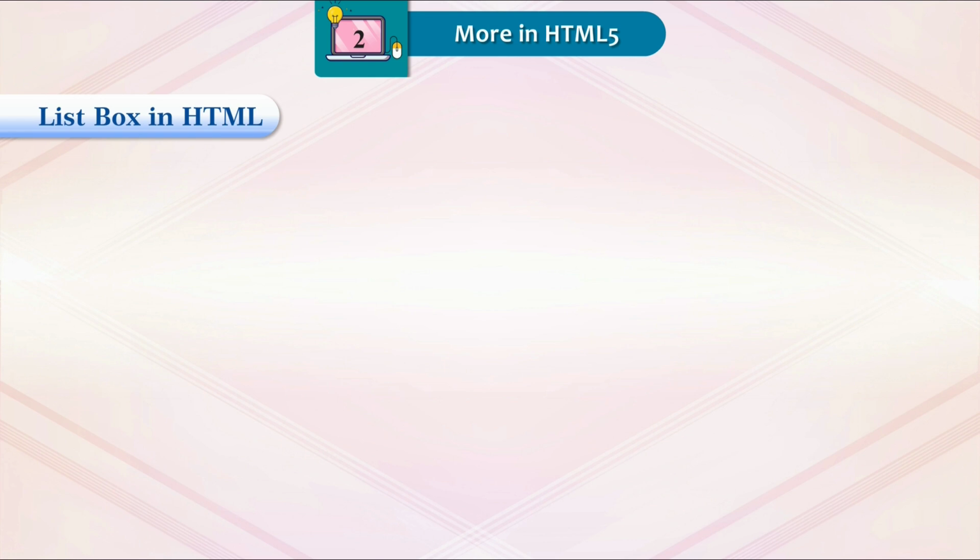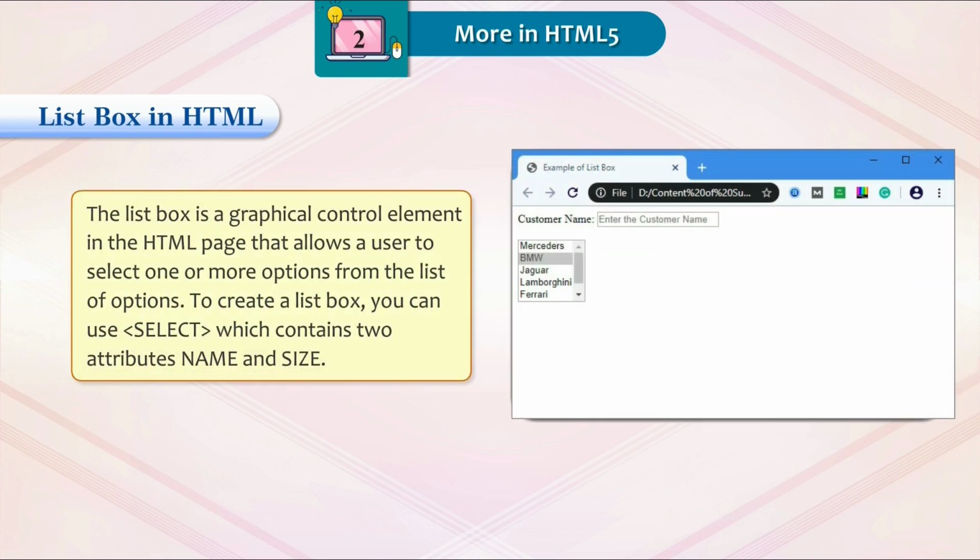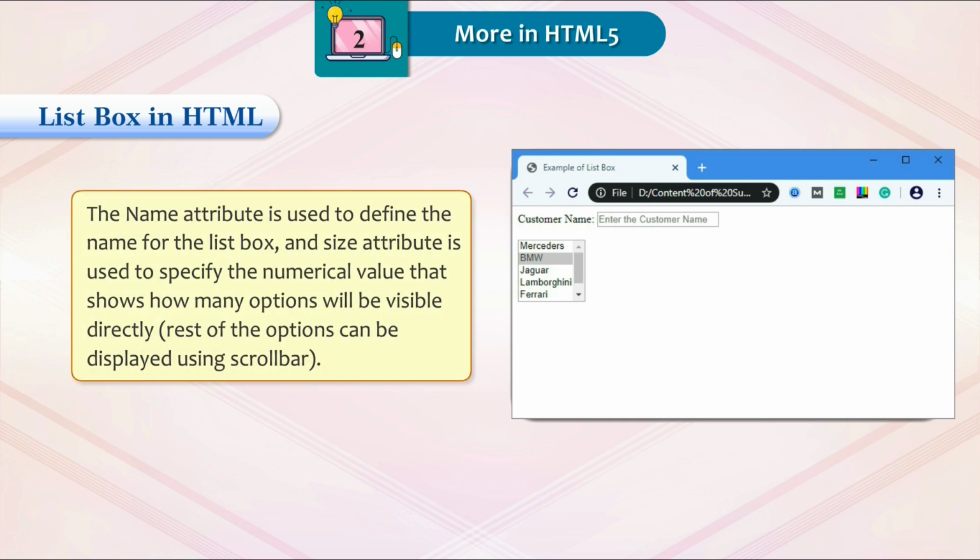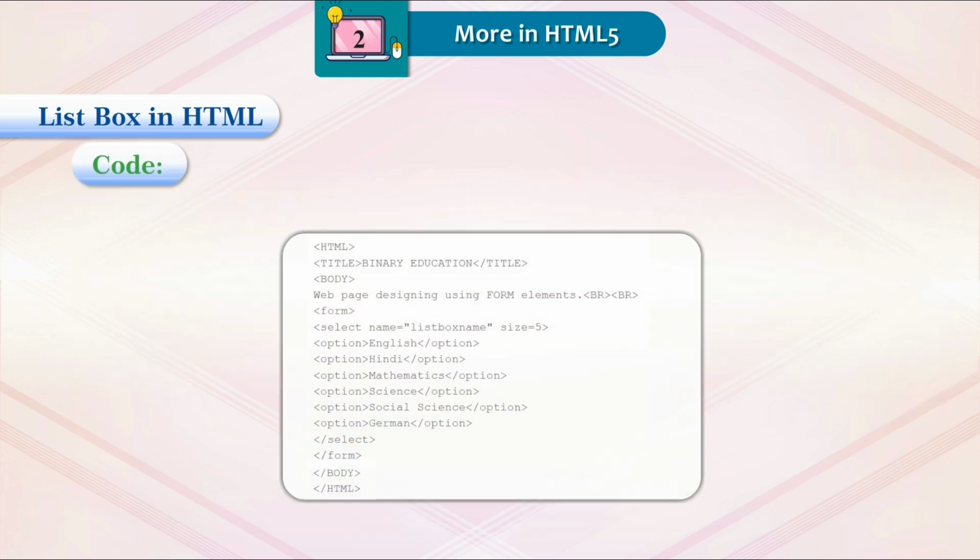List box in HTML. The list box is a graphical control element in the HTML page that allows a user to select one or more options from the list of options. To create a list box, you can use select, which contains two attributes, name and size. The name attribute is used to define the name for the list box, and the size attribute is used to specify the numerical value that shows how many options will be visible directly. The rest of the options can be displayed using a scroll bar. Code.